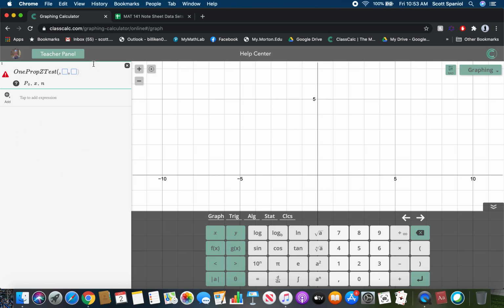You could type it out just like that, and it'll pop up. And then it's asking for three things. It's asking for P naught, which is the value of the null hypothesis, X, which is the sample success count, and N, which is the sample size.